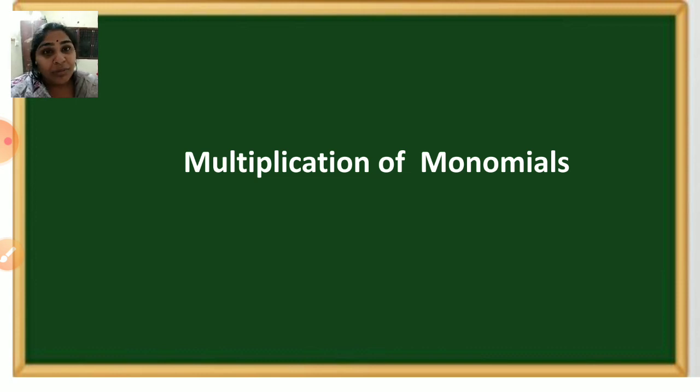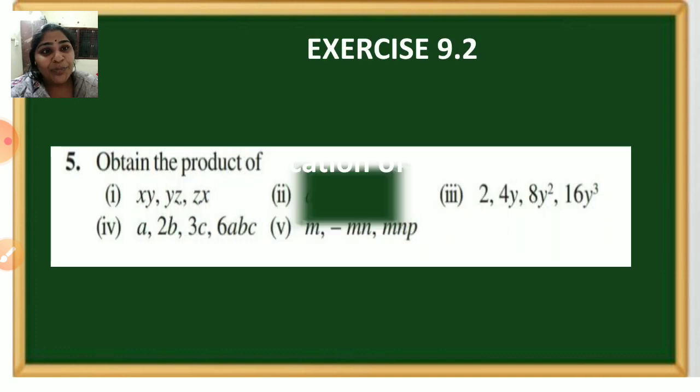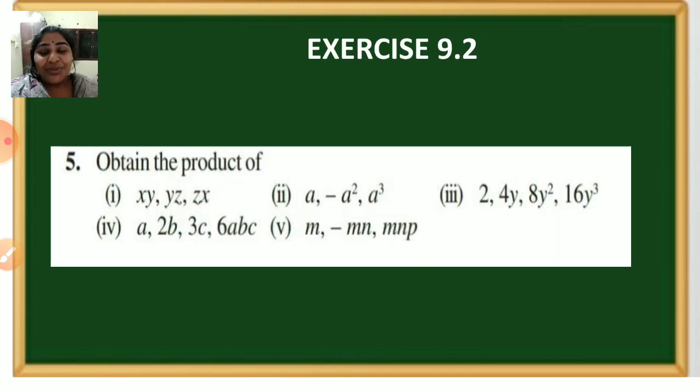Children, there may be 2 monomials, there may be 3 monomials, there may be 4 monomials, but the procedure of the multiplication will be same. So today again we are going to see a few examples, few sums from the next exercise, on how to do the multiplication of monomials. So let us continue. Exercise 9.2, question number 5.